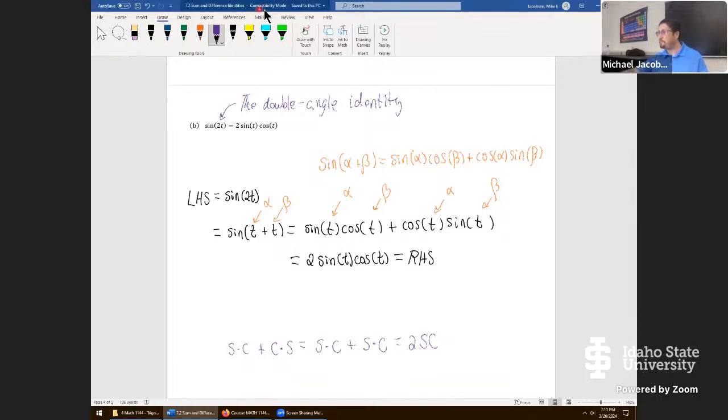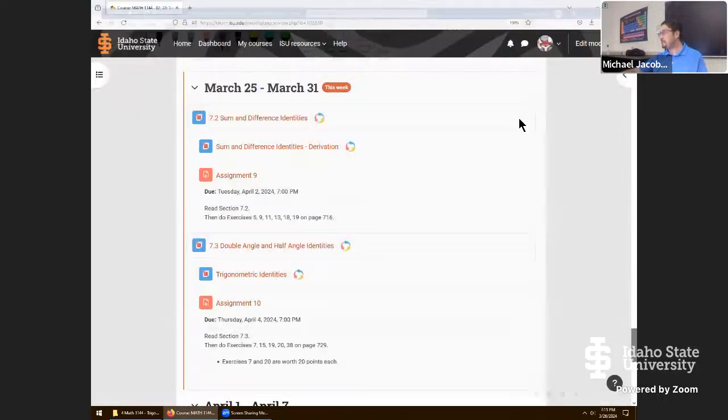It says compatibility mode up here. I'm not completely certain what that means, but let me know if any of the notes ever look weird, and I'll definitely come back and fix them. I don't think I've ever noticed compatibility mode before. But let's save this up.